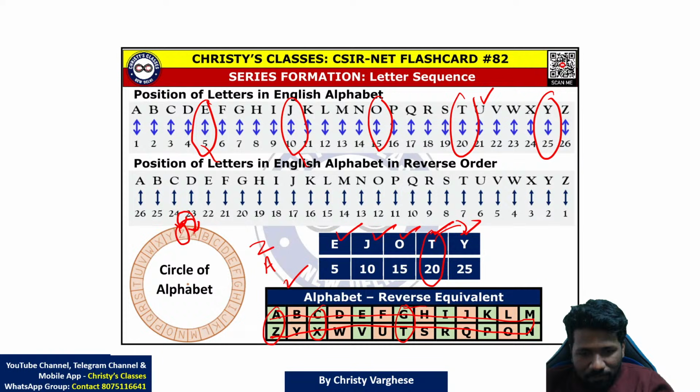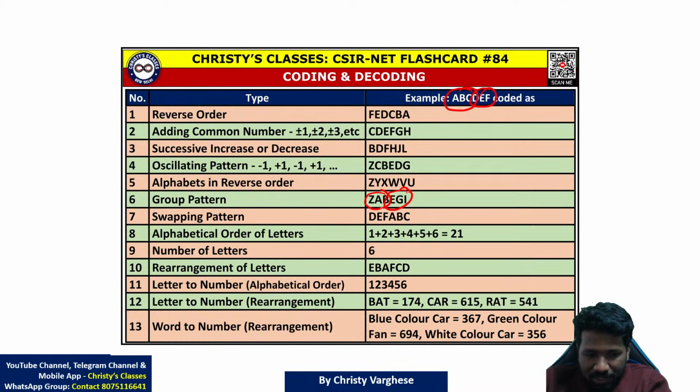Group pattern भी हो सकता है. For example, ABC, ZAB, there is a connection, DEF, EGI, another connection. The group में भी हो सकता है. Now go through the other types of questions yourself.